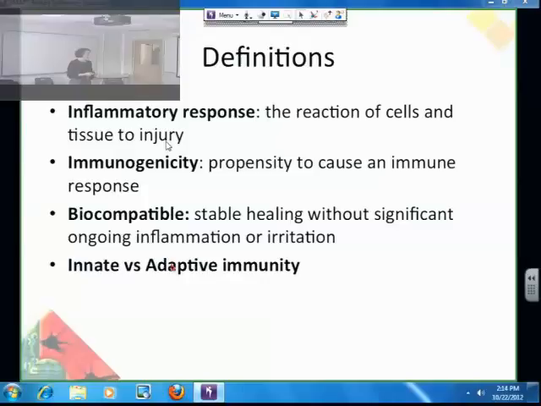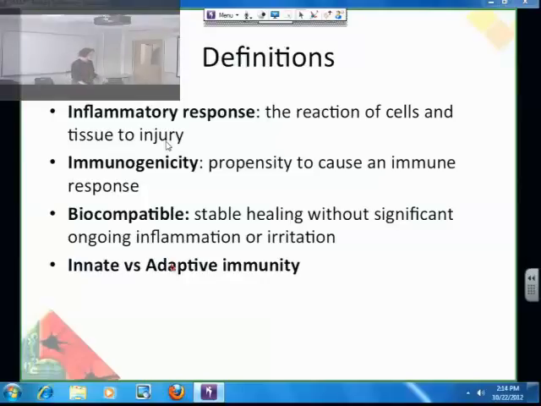Immunogenicity is the propensity to elicit a response from the immune system, whether it's innate immunity or adaptive immunity. So when people say that a biomaterial is immunogenic, that just means that it elicits an inflammatory response. Of course, all biomaterials elicit an inflammatory response, so it is extremely misleading and vague to say that a biomaterial is immunogenic without getting into more detail.